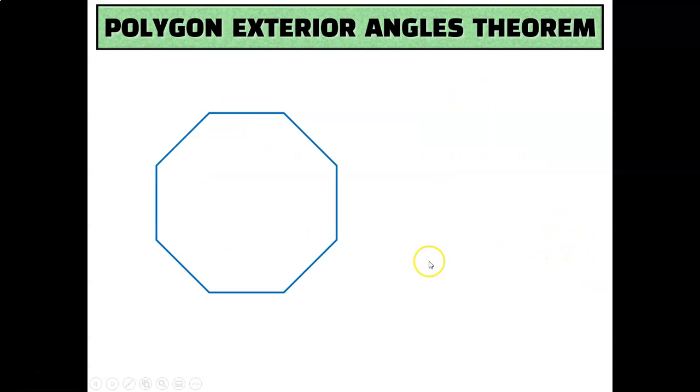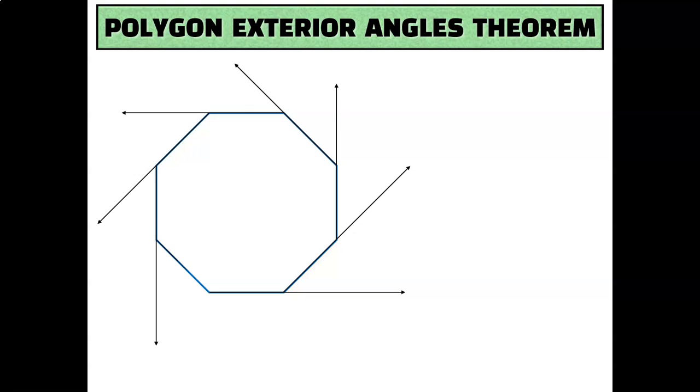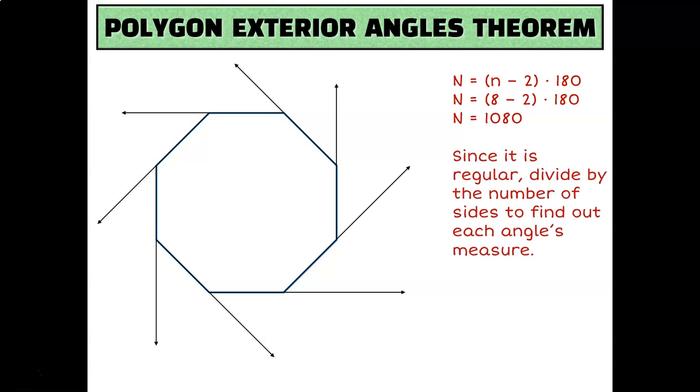Well, let's kick it up a notch. Let's talk about an octagon. 1, 2, 3, 4, 5, 6, 7, 8 sides. Let's draw each of our exterior angle measurements. But what are my interior angle measurements? Well, we learned how to do that in the previous lesson, that if you want to figure out the sum of the interior angle measures, you use the number of sides that it has, subtract 2 from that, and multiply it times 180. So 8 minus 2 is 6, 6 times 180 is 1080.